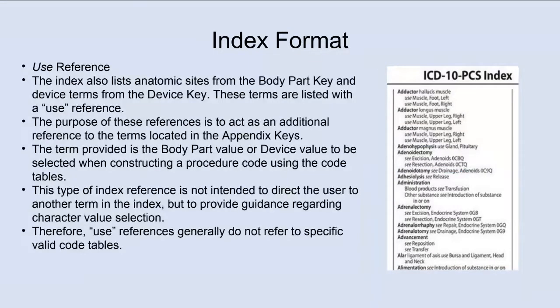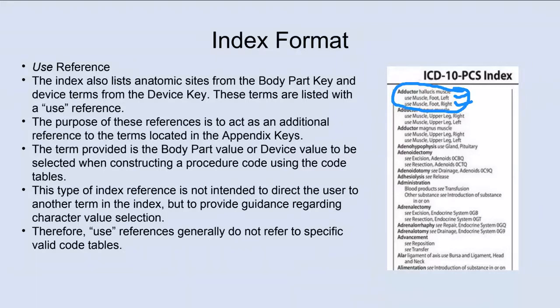Now, the other reference is a "use" reference. This refers you to a different anatomical site. So see the abductor hallucis. It says use muscle foot left, use muscle foot right. So if all you have is this muscle, you can look that up and it will tell you what is used for this. Now note that these do not give you enough information to go to a table.